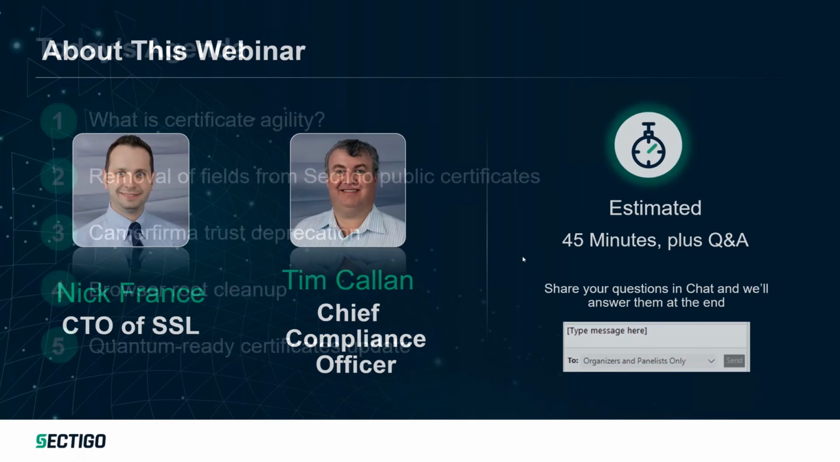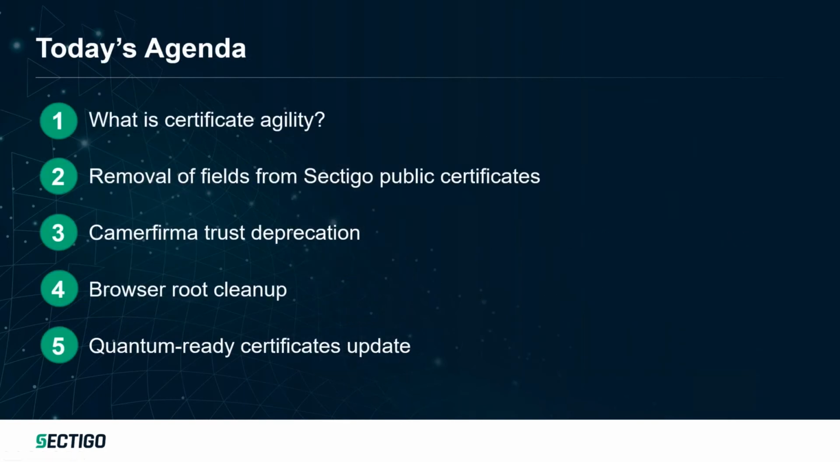So shall I take it away? Yep. Today's agenda, there's 5 things we want to cover today. First of all, we just want to talk about certificate agility. Certificate agility is an important new initiative that a lot of enterprises are paying attention to, and we want to walk through what it means and why it matters. And why it matters is actually going to directly affect the other 4 items on the agenda.